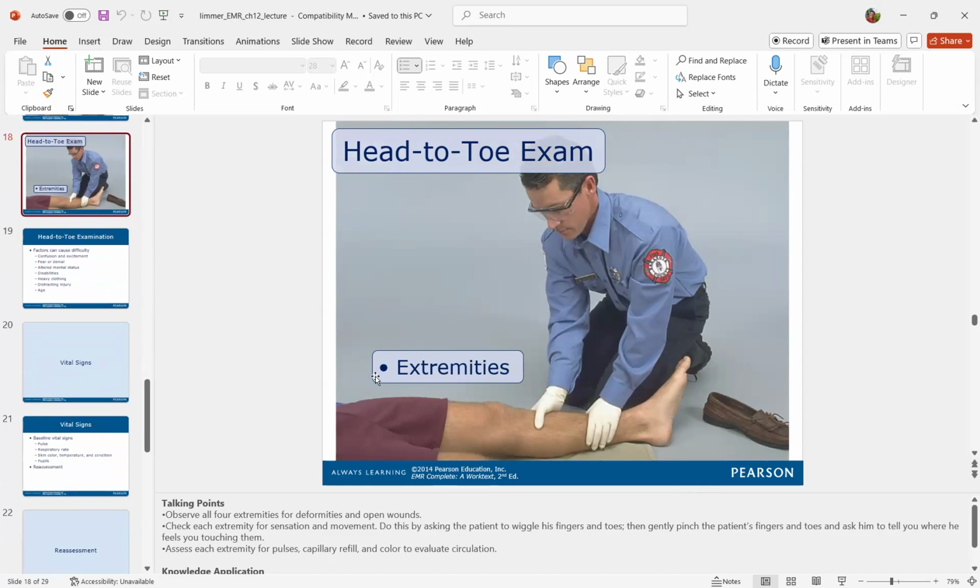And then you're going to go back and also do their arms, working your way all the way down their arms, checking that radial pulse. Can they wiggle their fingers or grab your finger? Can they feel where you're touching? So all 4 extremities we're going to do.